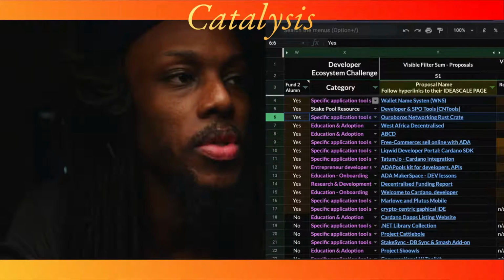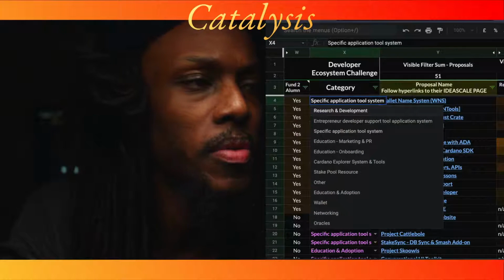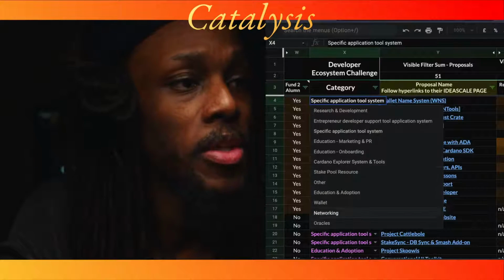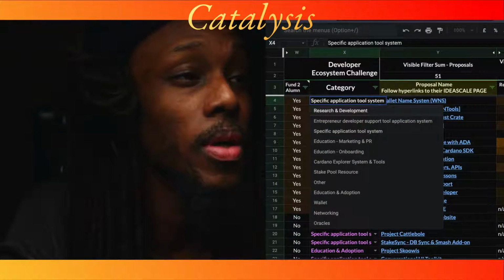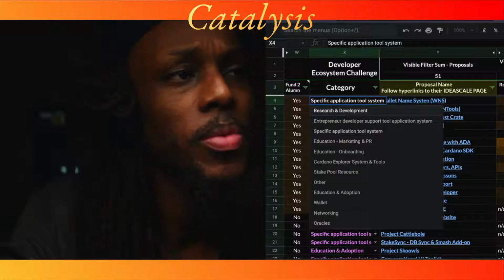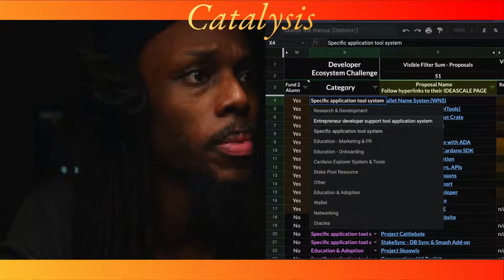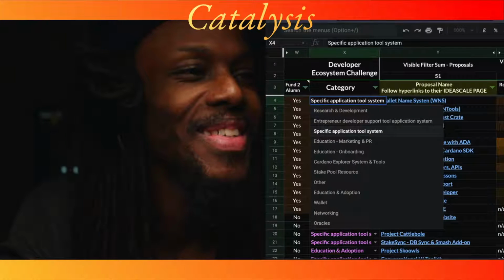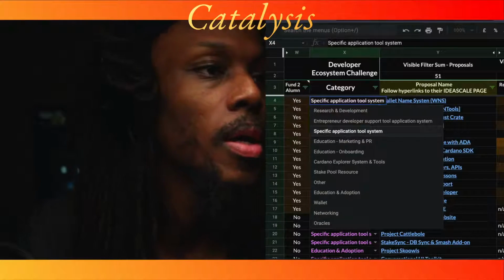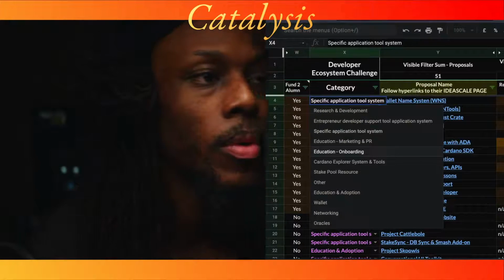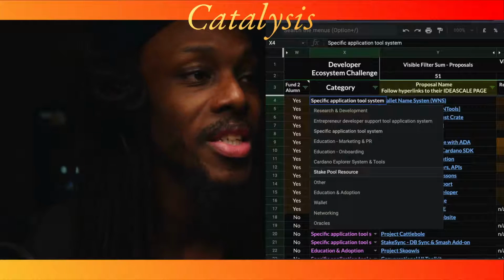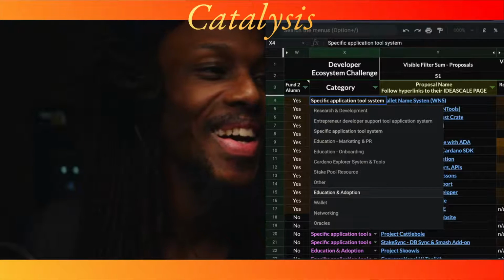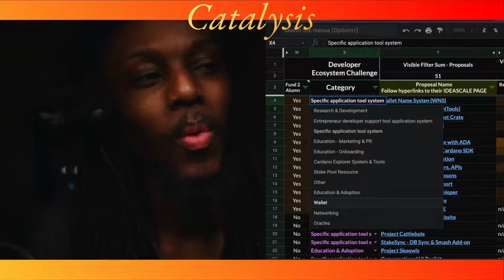So now moving on to the categories. As I said, Daniel put this together, and he's been kind enough to go through the trouble of creating these different categories here. As you can see, there aren't that many in this case, so I'm just going to quickly go through them. There's research and development, entrepreneur, developer support tool, application system, specific application tool system, education, marketing and PR, education onboarding, Cardano Explorer systems tool, system and tools, stake pool resource, other, very specific, education and adoption, wallet, networking, oracles.